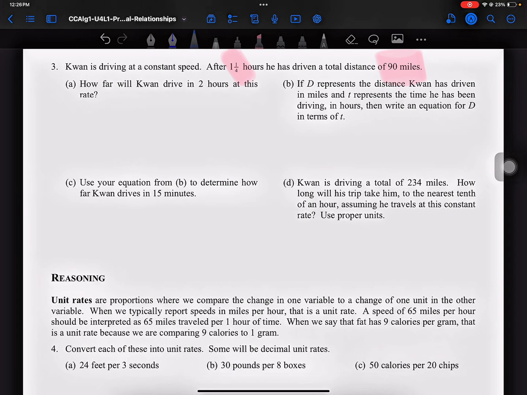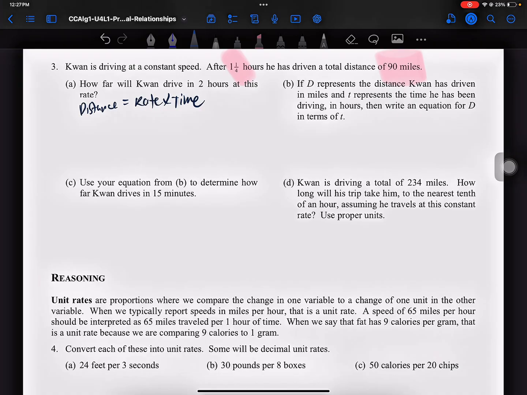A constant speed means the distance and time are directly proportional. If time doubles, distance doubles. So our formula is distance equals rate multiplied by time. A unit rate compares the quantity to 1 unit of another quantity. Here it's miles per hour. So A, how far will one drive in 2 hours?